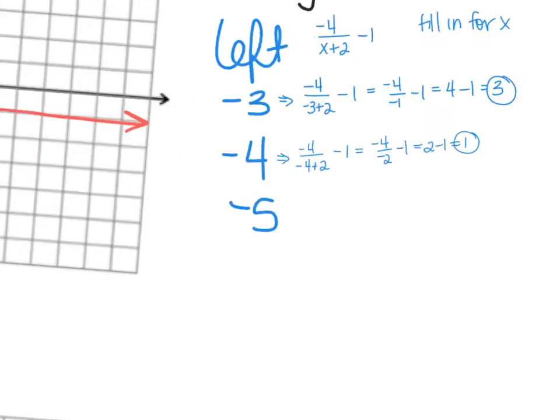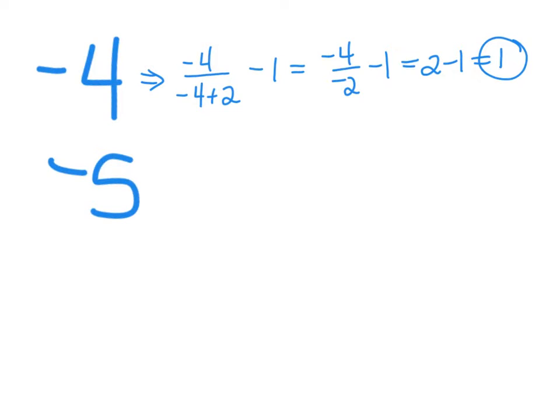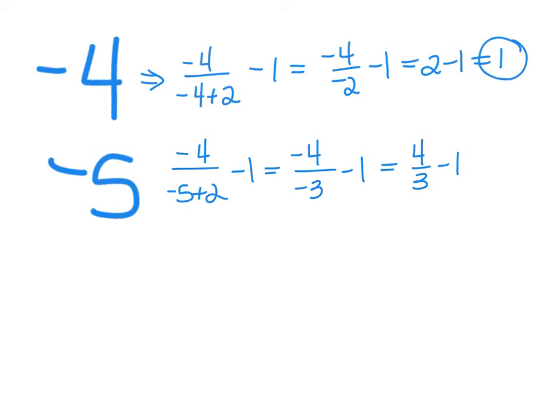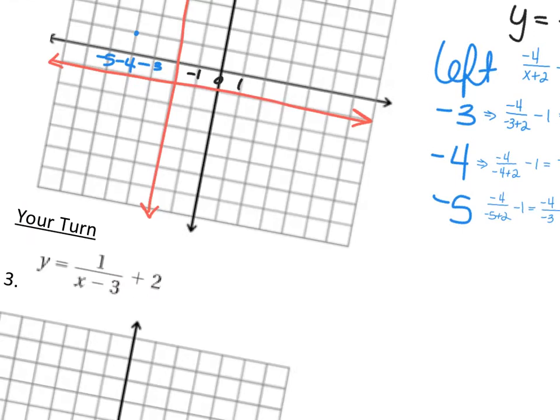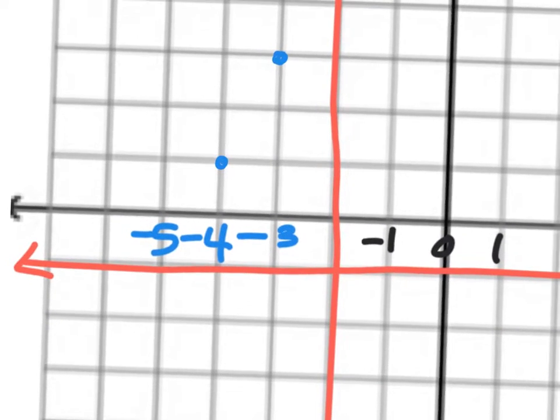And then lastly, we're going to go to -5. We're going to plug -5 in for x. So I have -4 over -5 plus 2, minus 1, which equals -4 over -3, minus 1, which actually gives you +4/3 minus 1. And 4/3 really can be considered 1.33 repeated. If I minus 1 from that, I get 0.33 repeated, or 1/3, which I can plot as best I can. So at -5, you're plotting 1/3, and 1/3 is probably about here.